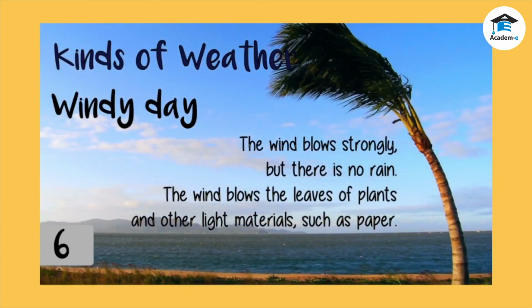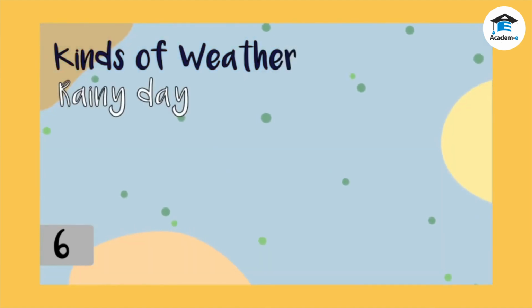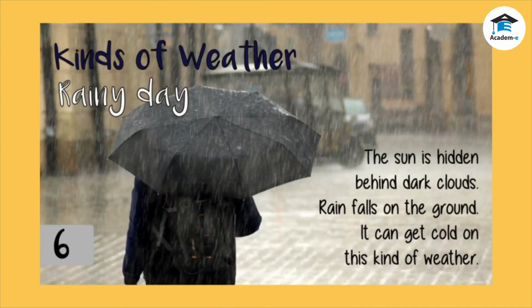This is a windy day. The wind blows strongly, but there is no rain. The wind blows the leaves of plants and other light materials, such as paper. This is a rainy day. The sun is hidden behind dark clouds. Rain falls on the ground. It can get cold on this kind of weather.